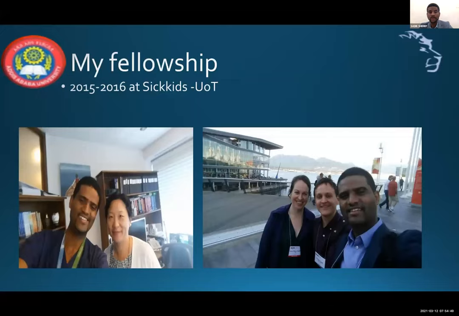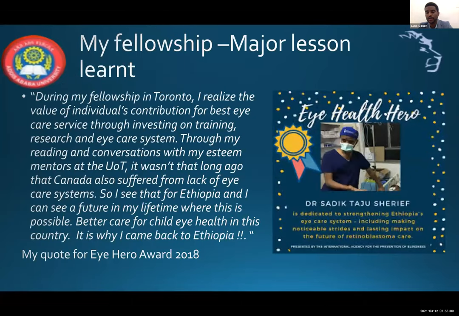So I did my fellowship in Canada. I had a wonderful stay in 2015-2016. And this is the thing that I learned during my stay. I was really lucky to get this Eye Hero Award in 2018. And this was my quote for the Eye Hero Award. So I'm going to read it.